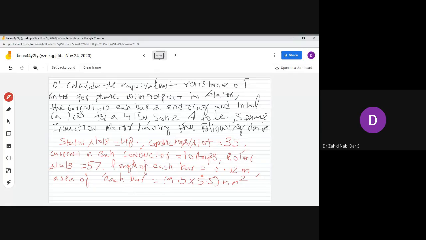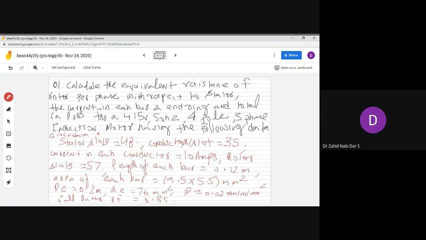And the mean diameter of end ring, de, is equal to 0.2. Area of each end ring, ae, is equal to 76 millimeter square. Resistivity of the copper is 0.02 ohm per meter per millimeter square. Full load power factor is equal to 0.85. So this is the given data they have given.